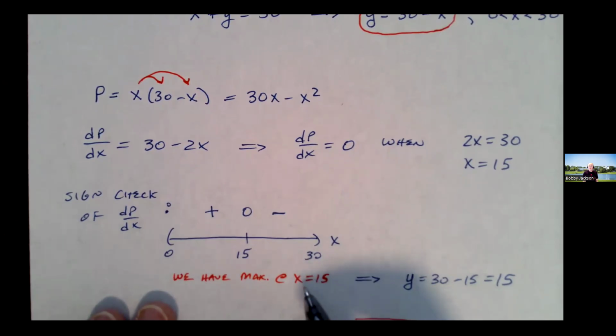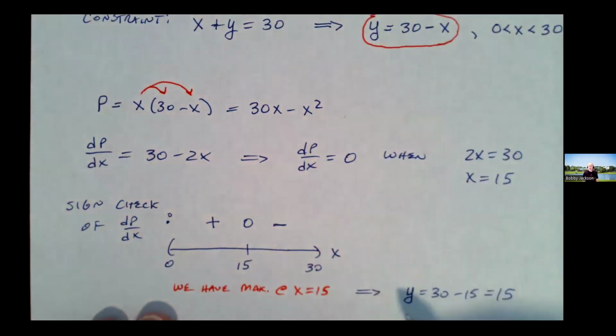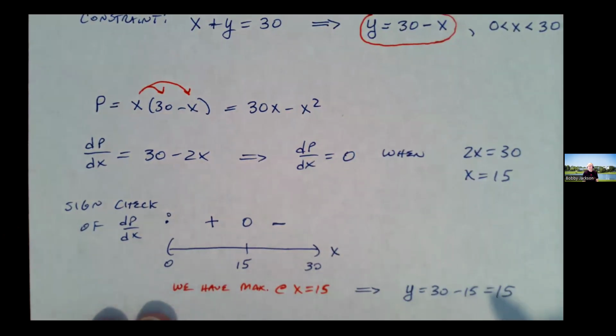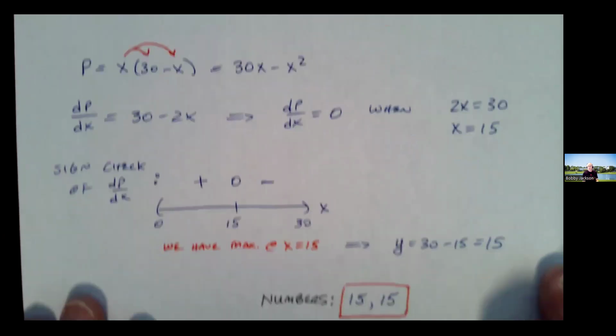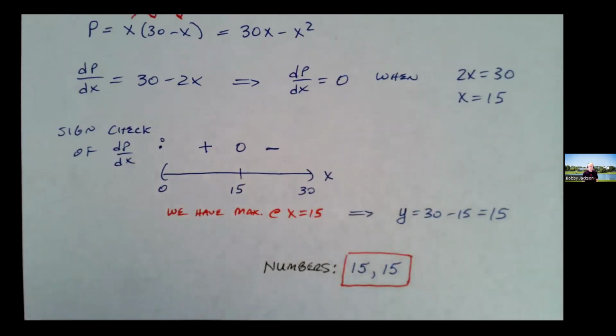When x is 15, what's the value of y? Well, remember, y is just 30 minus x, and so 30 minus 15 is 15. So our two numbers are 15 and 15. Okay, and that's true in general. If you have two positive real numbers with a fixed sum, and you're trying to figure out what combination will give you the maximum product, the answer is when they're equal.